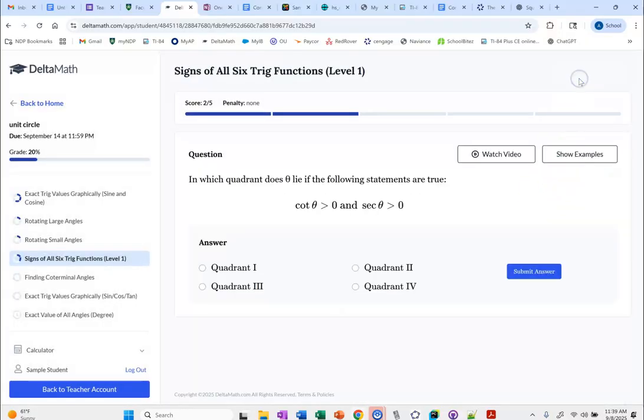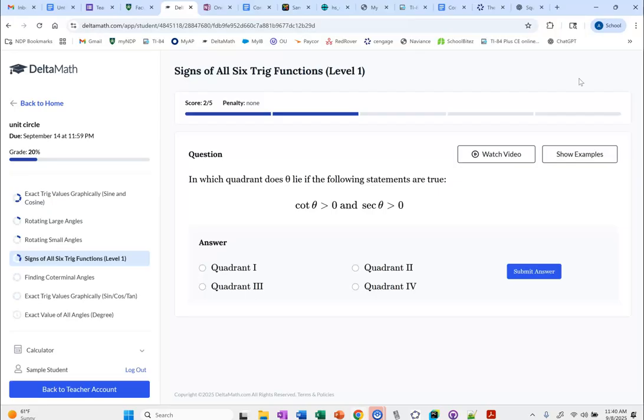Let's try it again. Is it the third one? Is it what? The third quadrant? The third quadrant is incorrect. So quadrant 1 is correct. So secant is going to be the same as cosine.